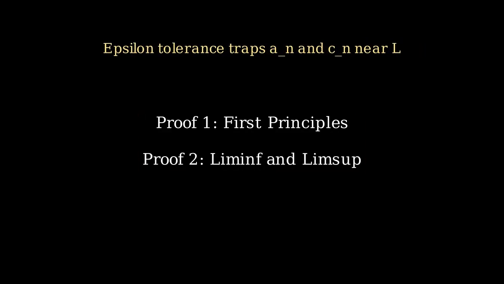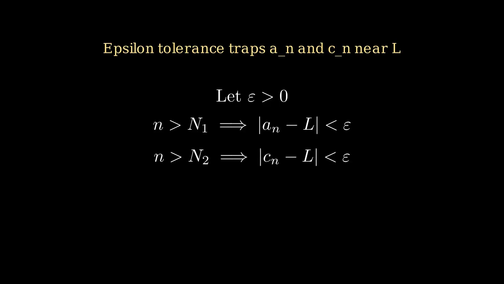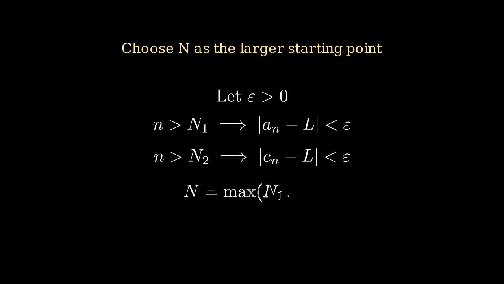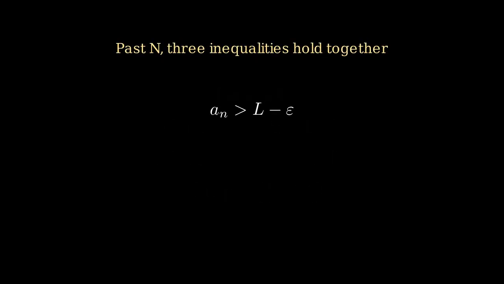First principles proof: pick any small positive tolerance, epsilon, greater than 0. Because a sub n converges to L, there is some point far enough along the sequence, call it n sub 1, after which a sub n stays within epsilon of L. Because c sub n converges to L, there is likewise some point n sub 2, after which c sub n stays within epsilon of L. Now choose n to be the larger of n sub 1 and n sub 2. This gives us one shared starting point far enough along where all three tolerance conditions hold at once.